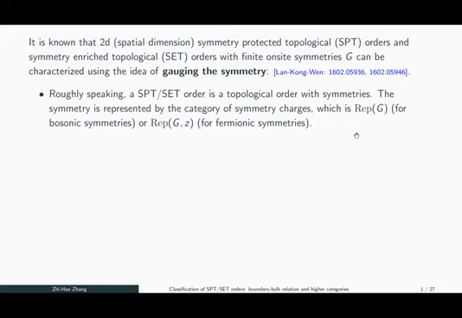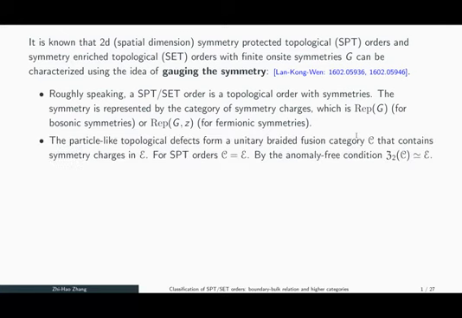So this is a category of symmetry charges. And then for this SPT order or SCT order, we can consider the particle-like topological defects. They can be fused and braided together, so they form a unitary braided fusion category. And these topological defects contain the symmetry charges, so C contains E. For SPT orders, by definition, C must be equal to E. And by the anomaly-free condition, we will only consider anomaly-free SPT orders and SCT orders. So the Müger center of C is equivalent to E.